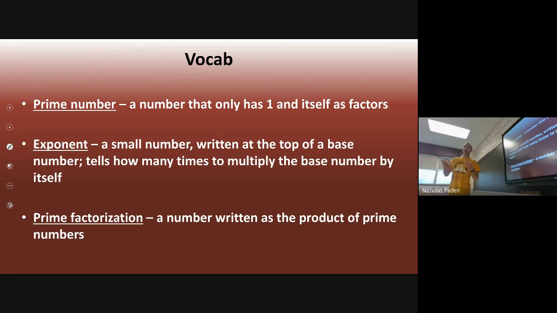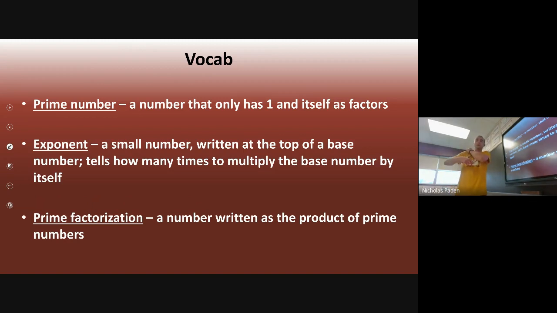So as you have heard, remember, a prime number is a number that only has 1 and itself as factors. So think of a few examples of prime numbers. There would be 2, 3, 5, 7, 11, 13, 19. Those are all prime numbers. You can only divide them by 1 and themselves. The opposite of a prime number, remember, is a composite number. That means it's not prime.